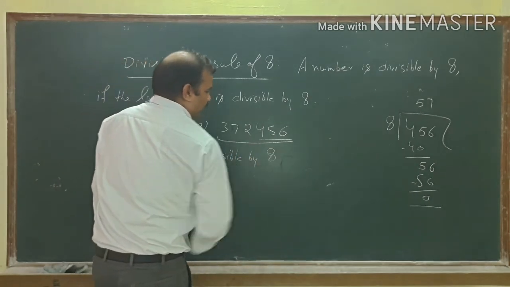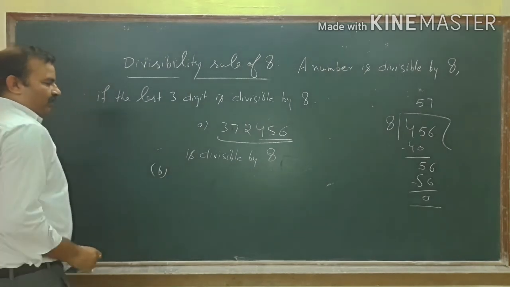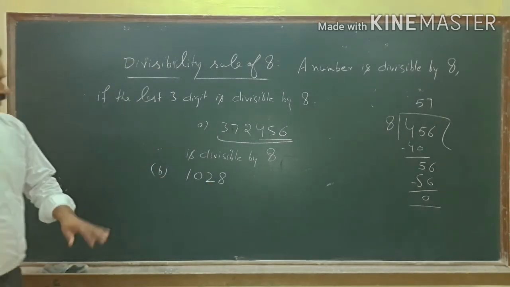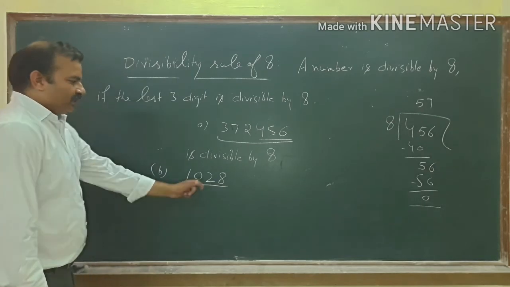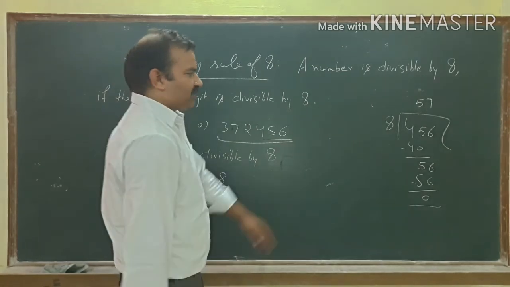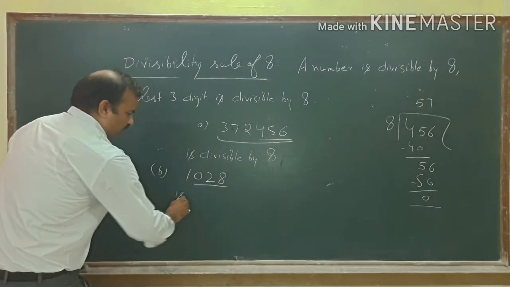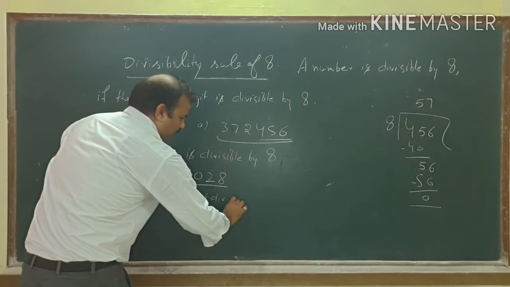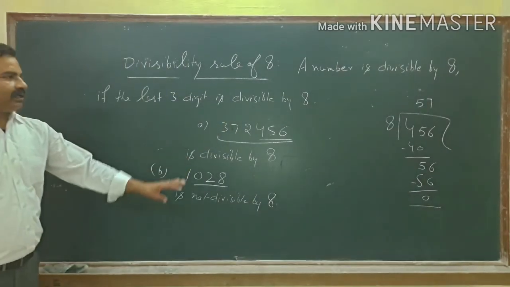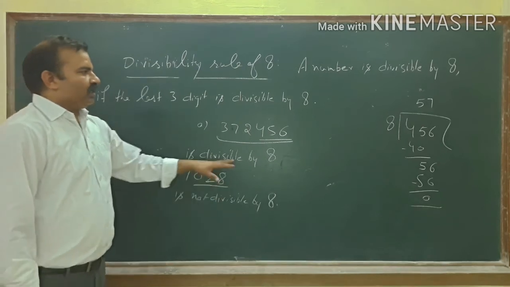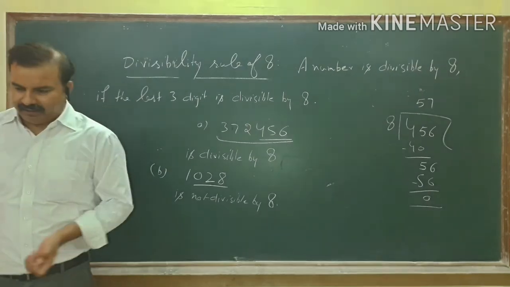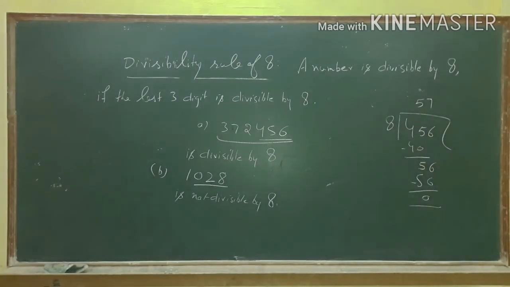So the last three digits are divisible, therefore this number is divisible by 8. If you take one more example, 1028. Now again the last three digits, which here is only 028, meaning 28, and 28 is not divisible by 8. Therefore this is not divisible by 8. So this is a very important concept which I am teaching you. By looking at the number, without actually dividing, you can find whether the number is divisible by a given number or not.